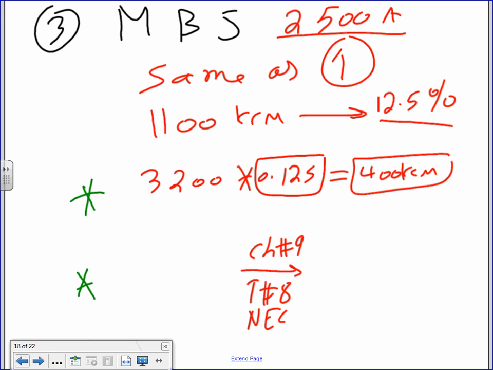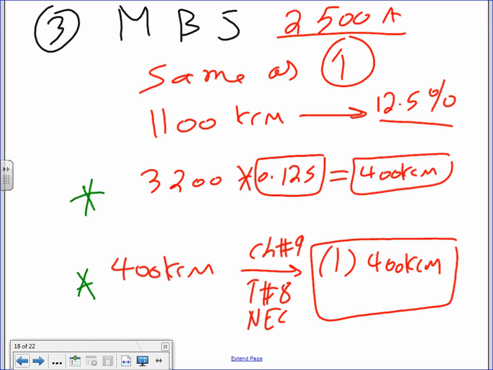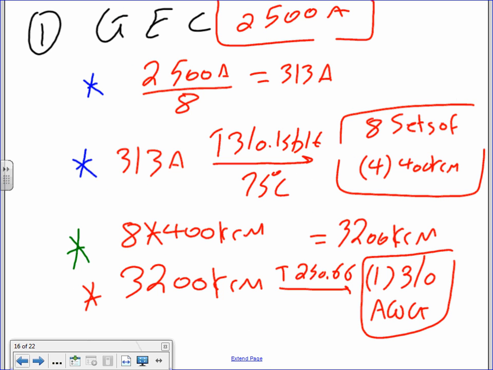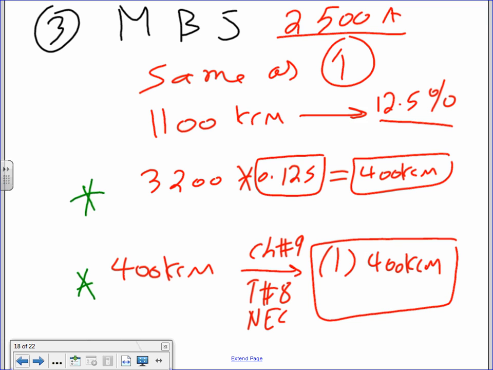Then you take the 400 kcm, take it to chapter 9, table 8, of course, and that will get you, this is main bonding jumper, one conductor, 400 kcm, copper, bare, insulated, or covered. Doesn't matter. For you guys, when you do the calculation as in step number 1 here, you come up with this size here, and then you size the ground electrode conductor, the two of them, and the main bonding jumper.